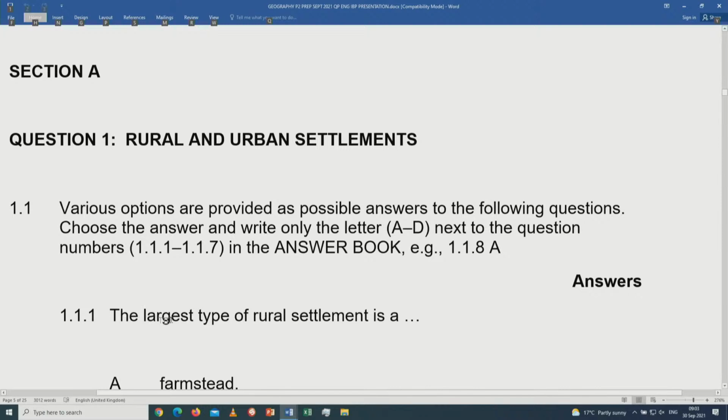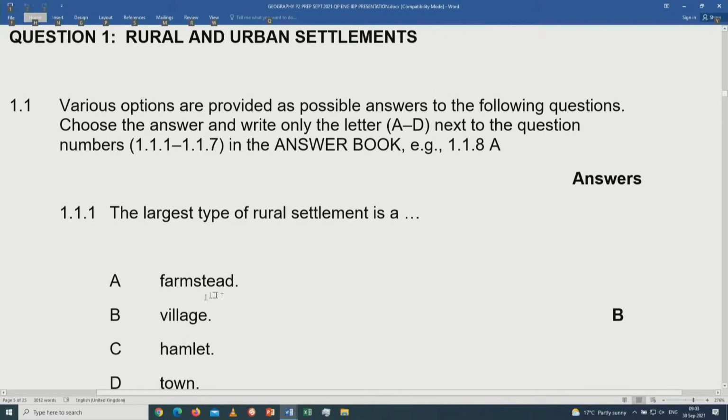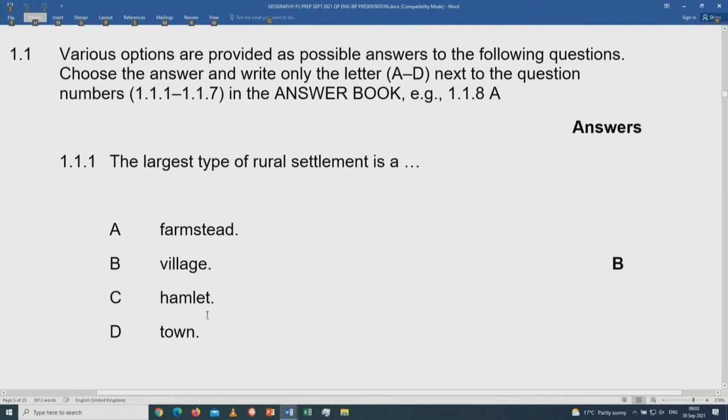It says the largest type of rural settlement is what? There were options given there. A was farmstead, then we had a village, we had a hamlet, and we had a possible answer, town. So the correct answer is B. As you can see, I have written it here alongside.